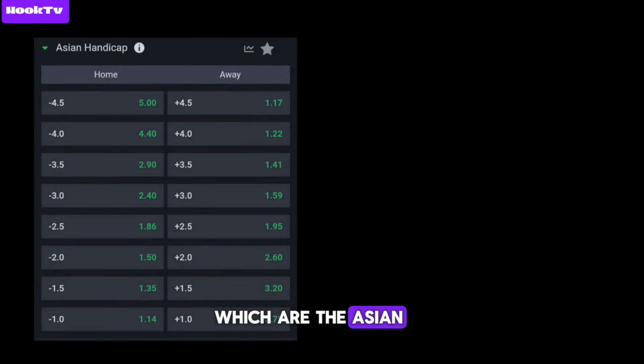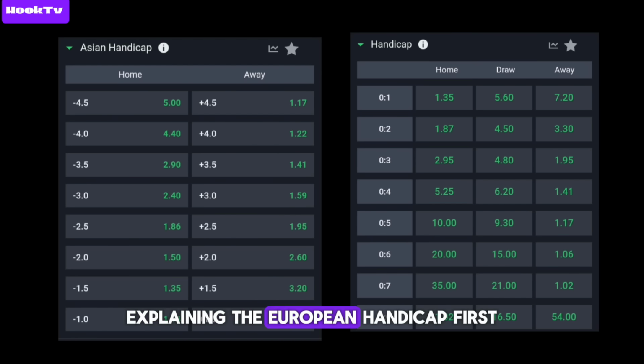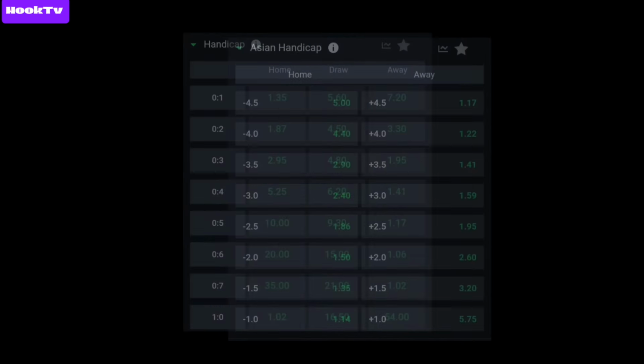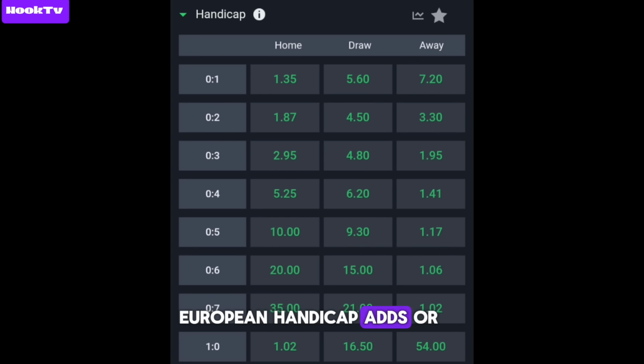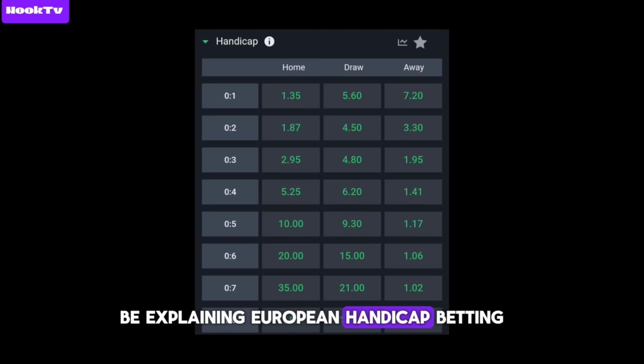There are two types of handicap betting, which are the Asian and the European handicap. There's just a little difference in the two, but I will be explaining the European handicap first. European handicap adds or removes goals to one team, and it can result in a win, lose, or draw. So there are three outcomes, just like in a regular match. Using this table, I'll be explaining European handicap betting.